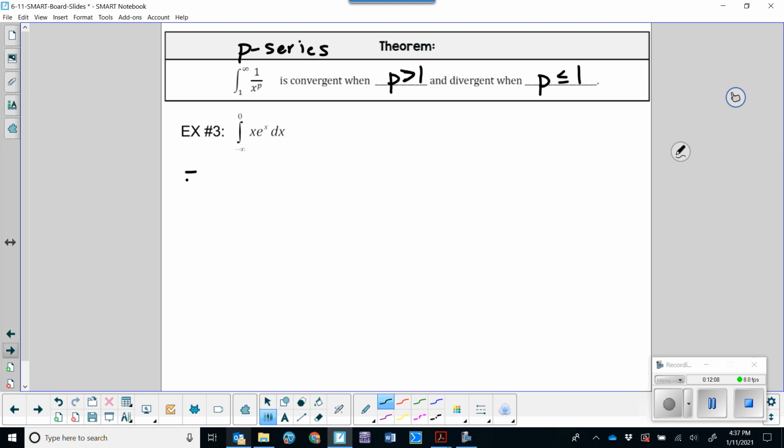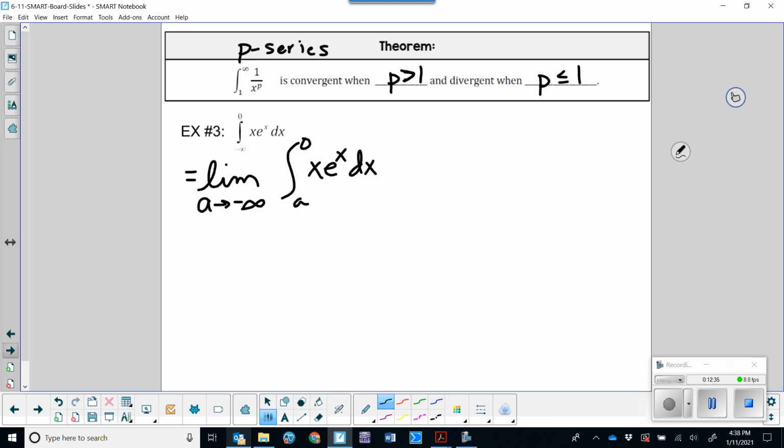So I want to solve the limit as, now I like to use a, as a goes to minus infinity, and I'll put a to 0, x e to the x dx. Again, the reason I use a, it doesn't matter, you can use whatever letter you want. I just always use a for the bottom limit when I'm replacing it and b for the top. It just makes it easier for me to kind of keep things together.